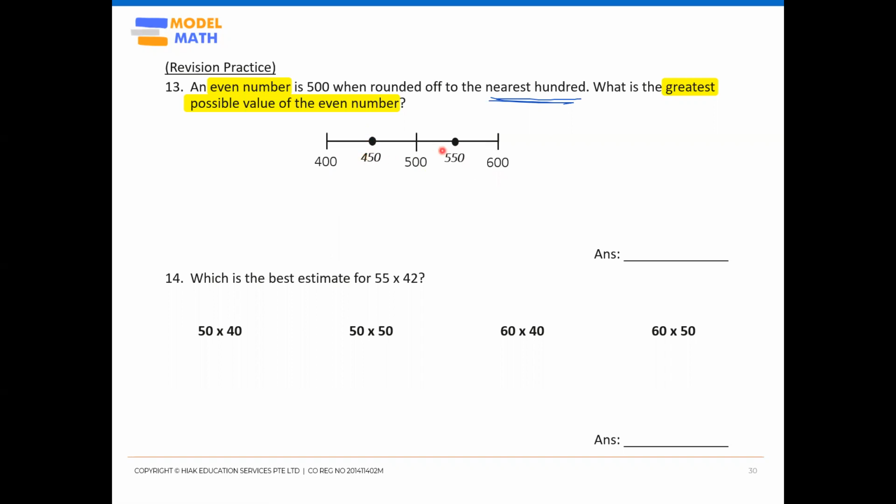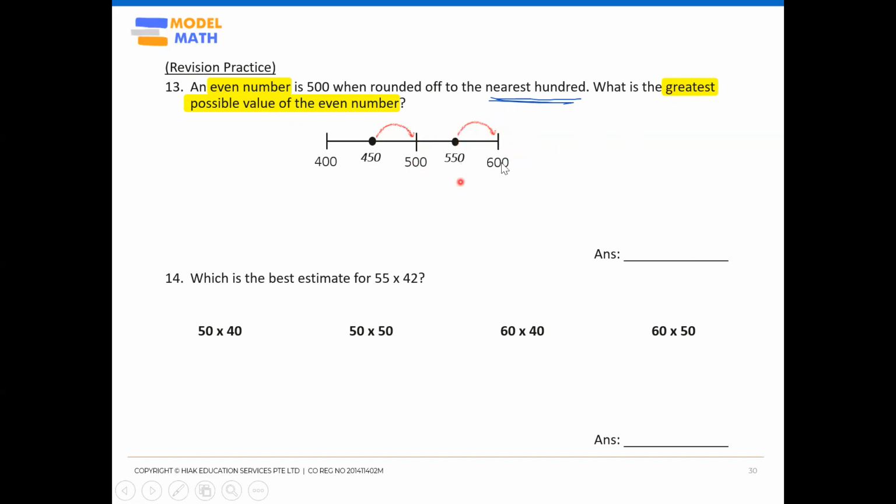Now, next thing is, ask yourself, what do midpoints do? Do midpoints always round up or do they always round down? I believe you should know that midpoints always round up. So you can draw an arrow to show them rounding up. Once this is done, you can start to figure out your greatest possible value of the even number, the greatest even number that helps you round to 500. If you want something as great as possible, your focus now is on the right-hand side. That means we don't care about the left-hand side already.